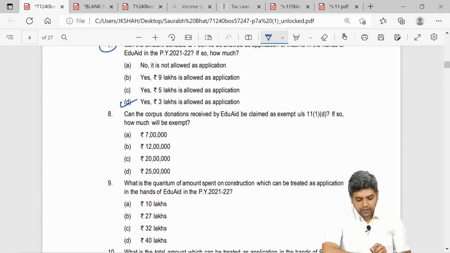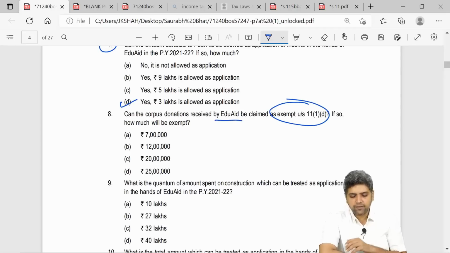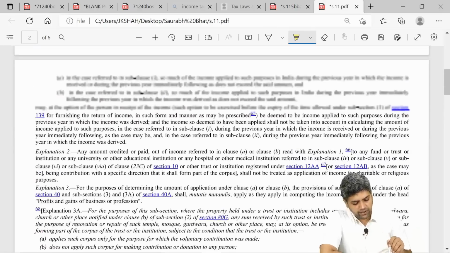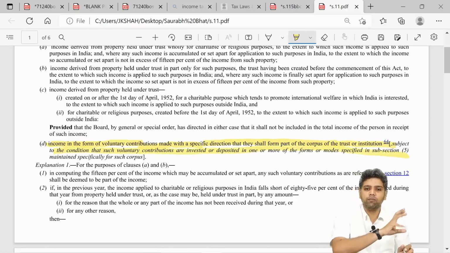Next one, can the corpus donation received by Edu Aid be claimed as exempt under section 11(1)(d)? If so, how much will be exempt? Again, if we look at the provision of section 11(1)(d), it tells us that any income in the form of voluntary contribution made with a specific direction that they shall form part of the corpus of the trust or institution, subject to the condition that voluntary contributions are deposited as per the prescribed form under section 11(5).